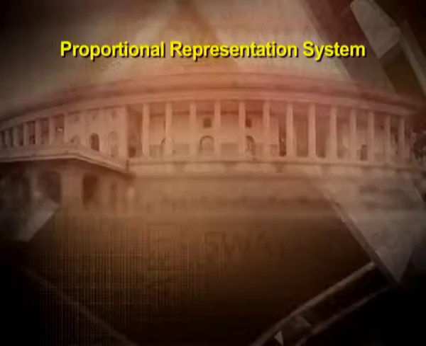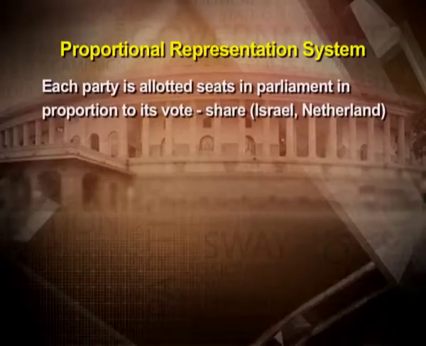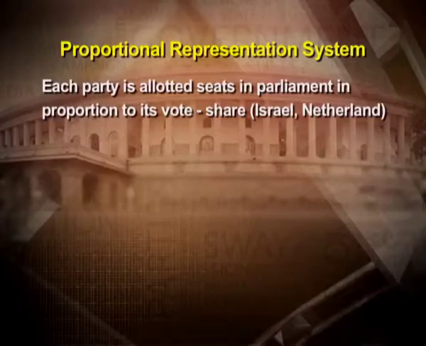But that does not mean that the victorious party has got a majority of votes in terms of percentage. If we regard this as an anomaly, there was an attempt to remove that anomaly. Certain countries follow what is known as the proportional representation system. What exactly is this system? This system means that every party is allotted seats in parliament in proportion to its vote share. Vote share means the percentage of votes that it has got. For example, Israel, for example, Netherlands.